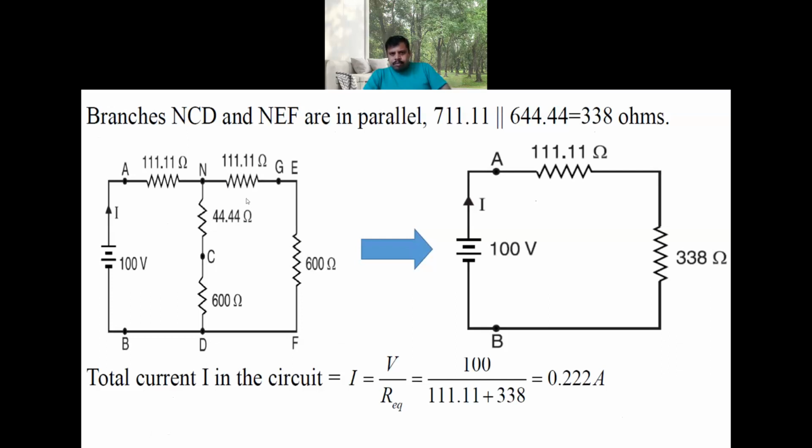It will be 1111 ohms plus 600. Clear? And that is in parallel with 44.44 plus 600. Now, if these two are in parallel, the total resistance in the circuit is A to N plus N to D. So now it will become 338.